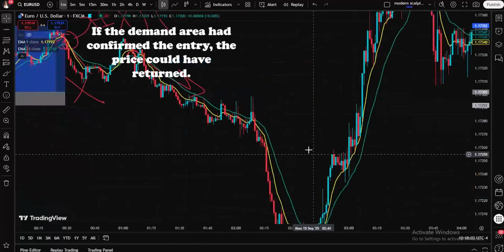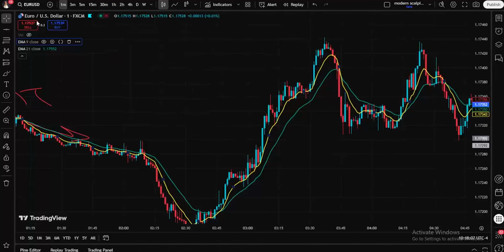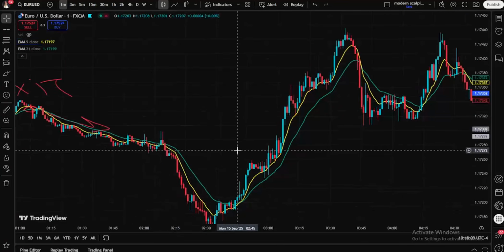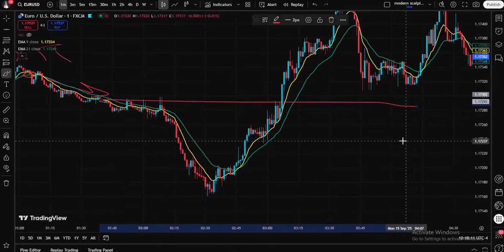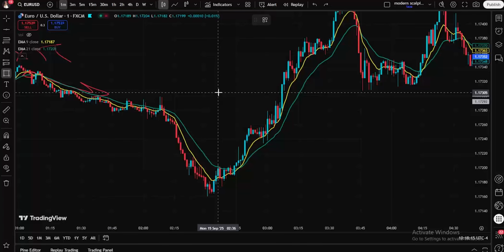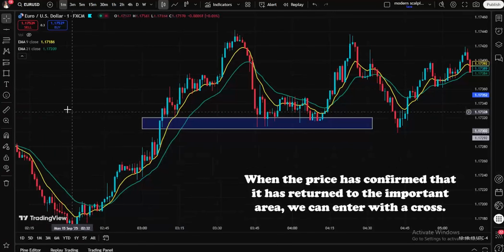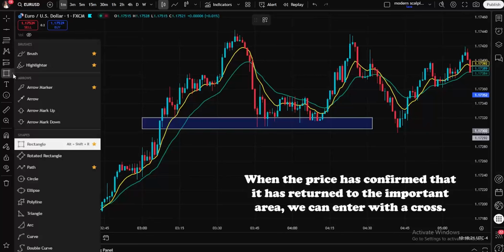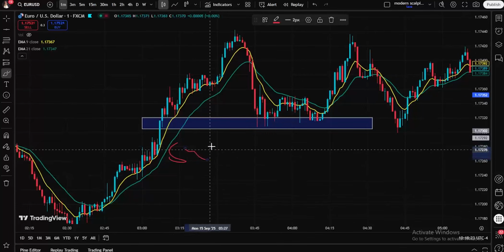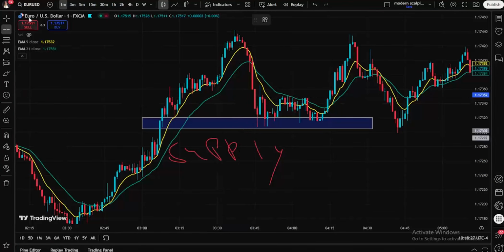The price enters that demand area and makes a strong, bullish candle. At that moment, EMA 9 crosses EMA 21 at high speed and both are trending upwards. The candle that just closed is also a strong impulse candle. What does this mean? It means that we not only have a cross, but also a confirmation of buying power.